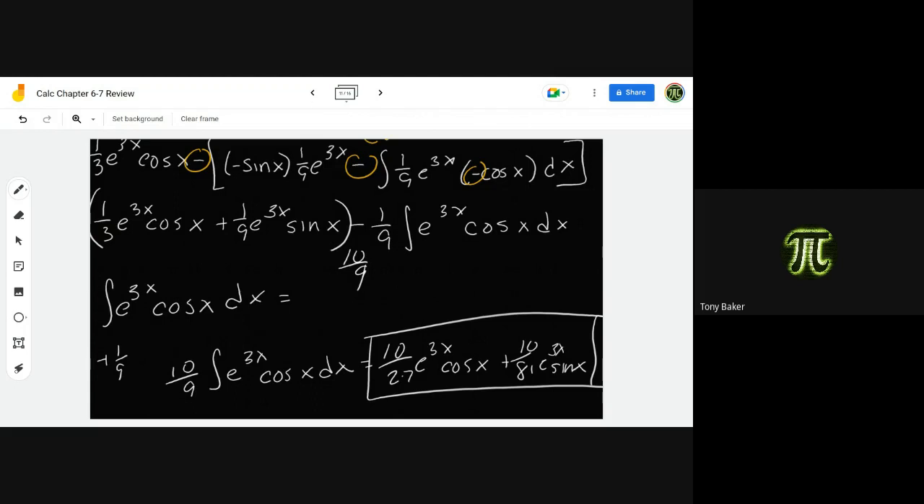It's 1/3 times 10/9. So it's 1 times 10 is 10, 3 times 9 is 27. Remember, when you multiply fractions, you just multiply straight across.